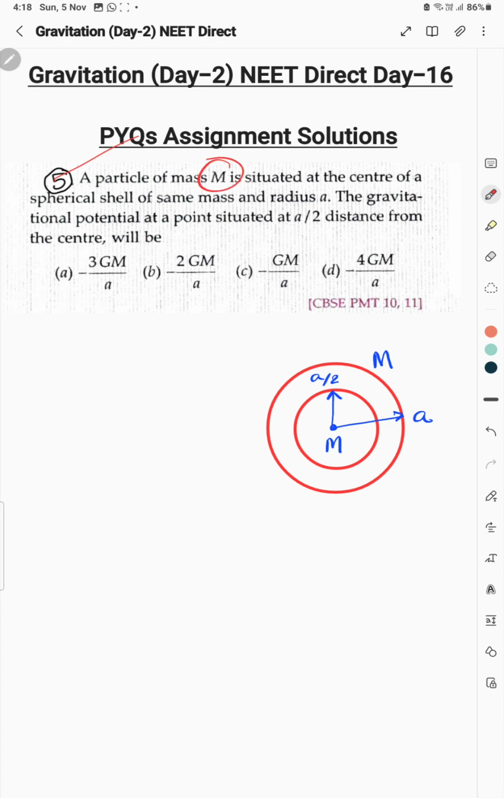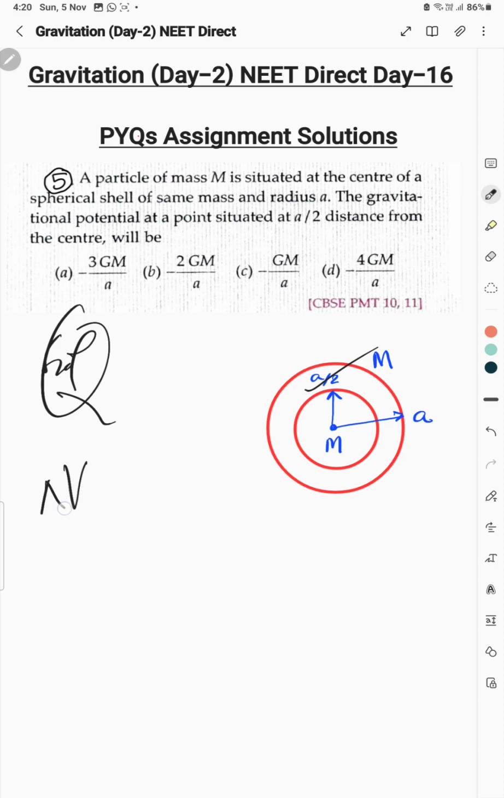A particle of mass m is situated at the center of a spherical shell of radius a. This is a spherical shell of radius a, right? And there's a particle of mass m. This shell also has a mass m as per the question. Now you have to find what is the potential at this location, which is lying at a distance a by 2 from the center. The concept is very simple and clear. You have to find potential at the distance a by 2.